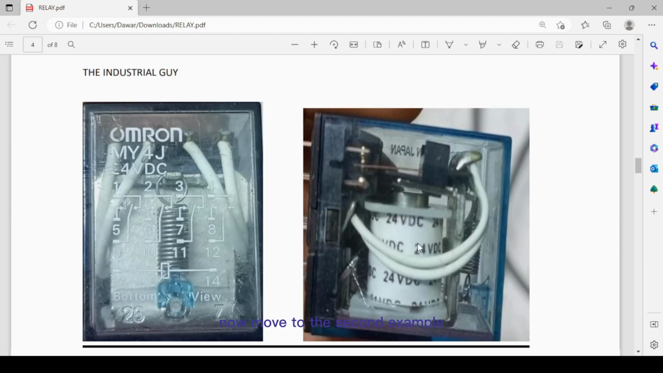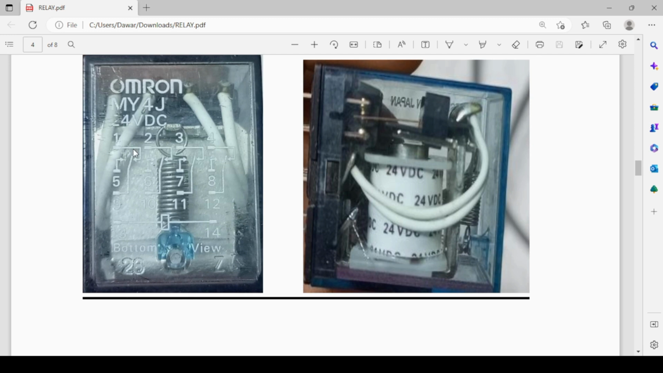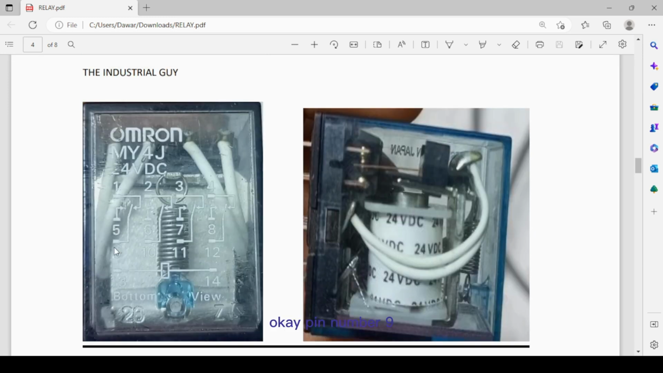Now move to the second example. This is an Omron 14 pin relay. Okay, we have to read it the same way. It's very easy. In industries we use this practice. We have 4 sets available in this relay: set 1, set 2, set 3 and set 4. This is the coil. These two are coil terminals.